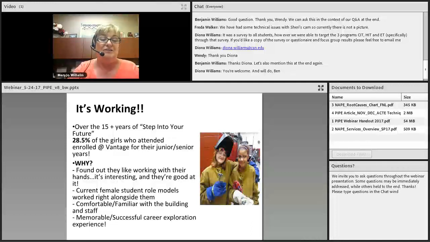It was fun. We also had current female students as role models working right alongside the students in the labs and helping them out. We had some female staff members who are also very talented and are able to do that. They became familiar with the building and the staff, and it was just a fun experience for them. It was a very successful career exploration activity for them.